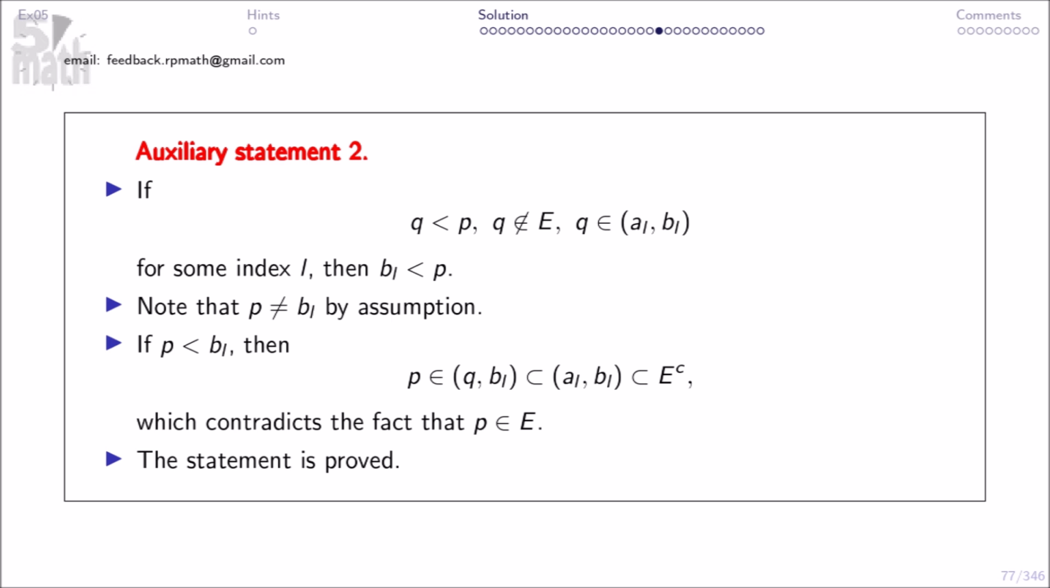Auxiliary statement 2. If this, for some index L, then BL less than P. Note that P not equal to BL by assumption. If P less than BL, then this, which contradicts the fact that P and E. The statement is proved.